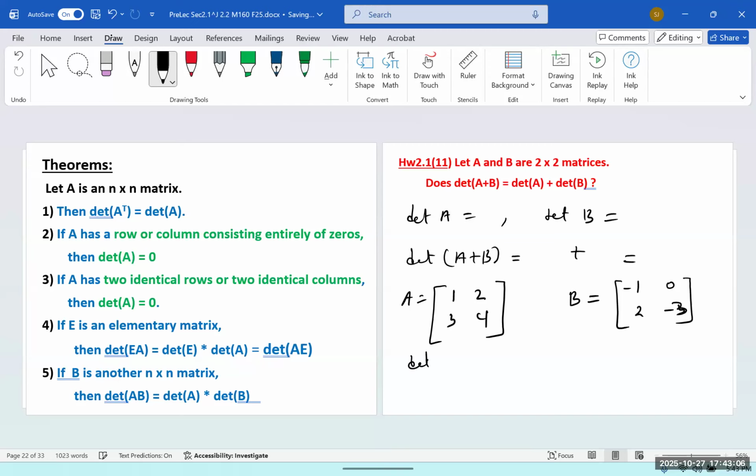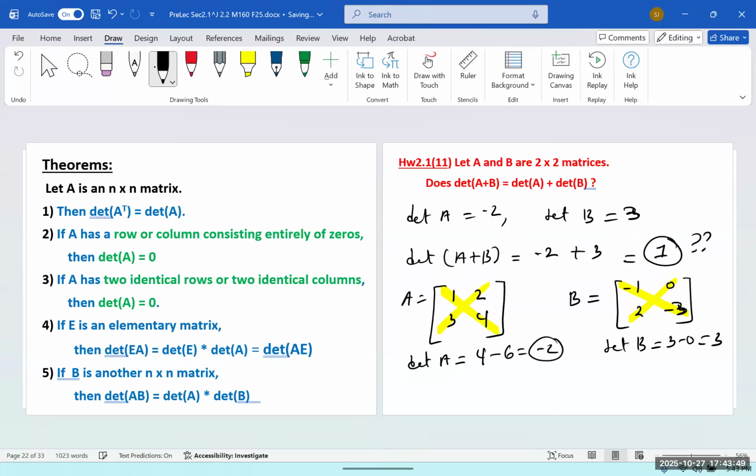Then we have determinant of A is the right diagonal minus the left diagonal. So 4 times 1 is 4, minus 3 times 2 is 6, which is -2. Then determinant of B, again, the right diagonal is 3 times 1, 3, minus the left diagonal 0. 3 minus 0, which is 3.